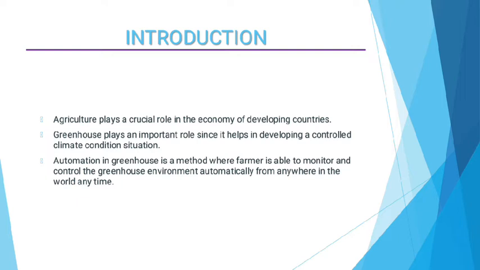Introduction. Agriculture plays a very important role in our life. In a greenhouse, we can control the weather and climate conditions according to the requirements of the plants. Even in the worst conditions, we can get crops, and we can produce crops which are not seasonal.